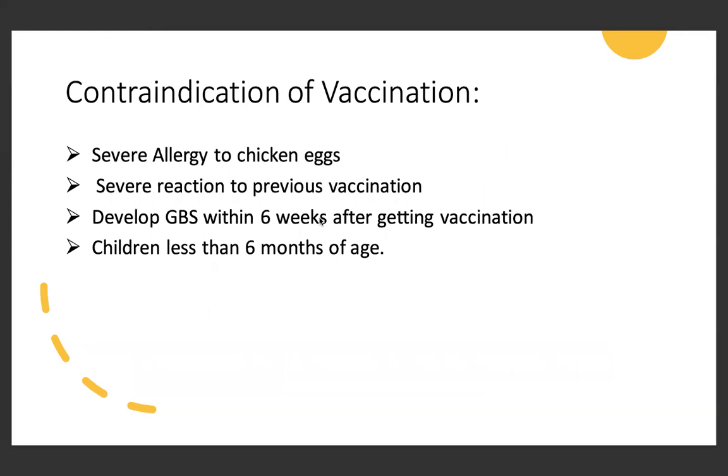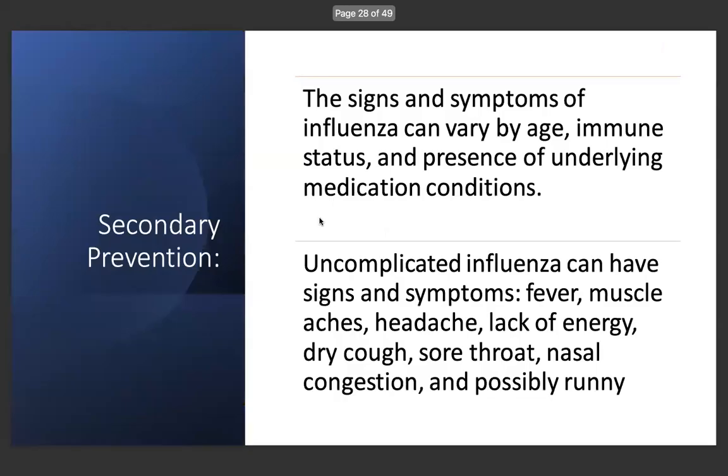Contraindications of vaccination: severe allergy to chicken eggs, severe reaction to previous vaccination, developing GBS within 6 weeks after getting vaccination, and children less than 6 months of age.